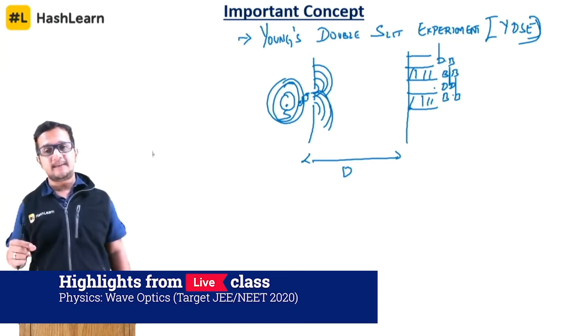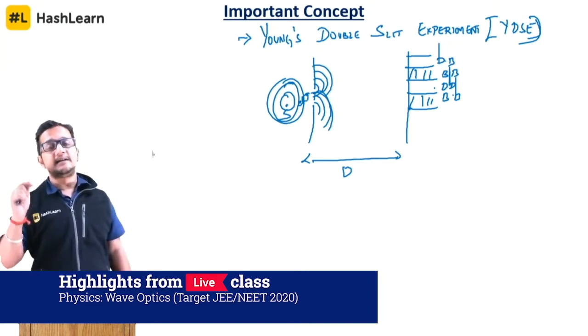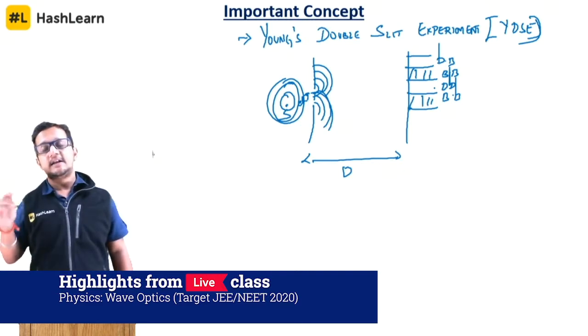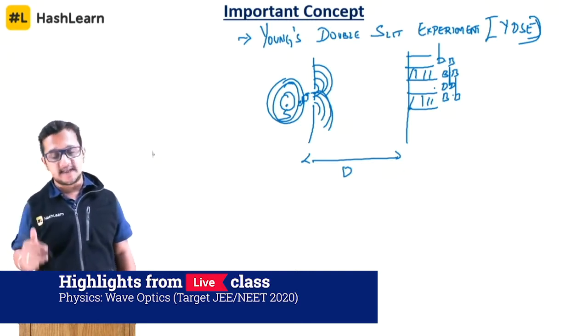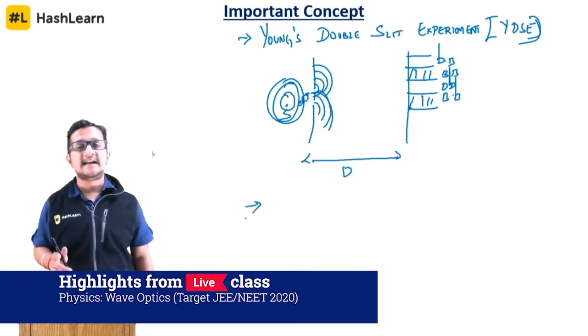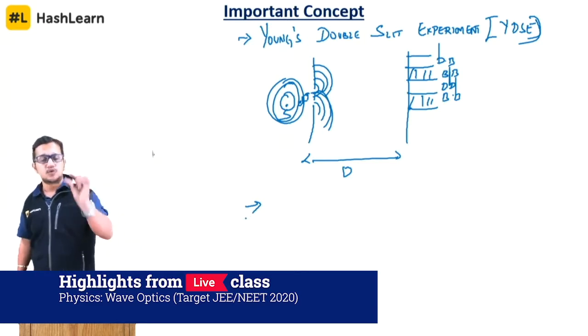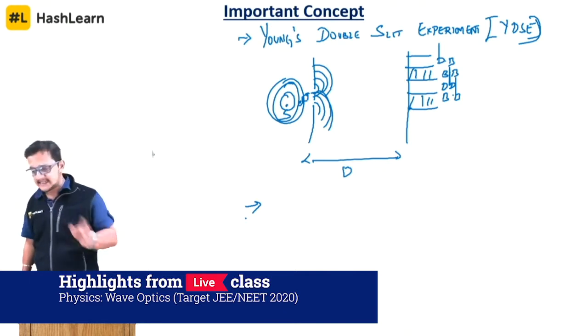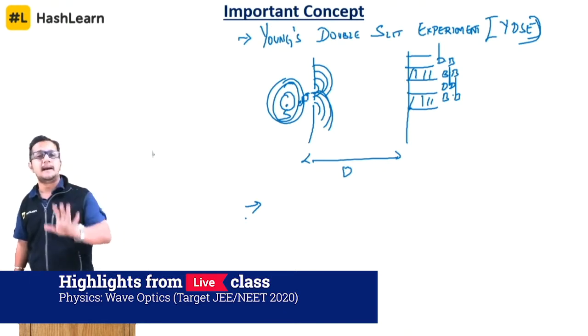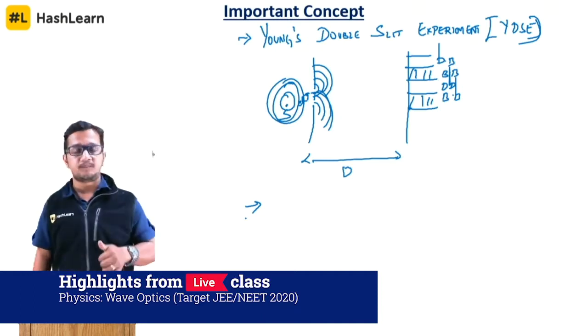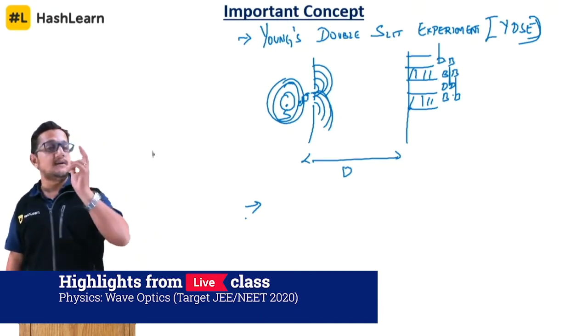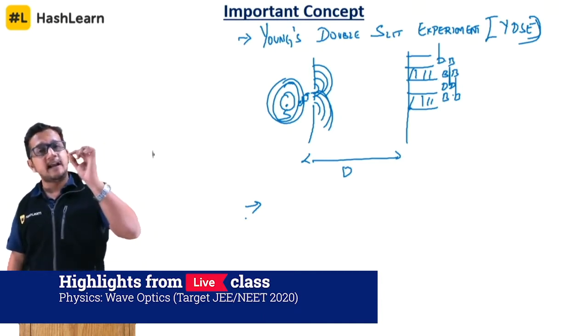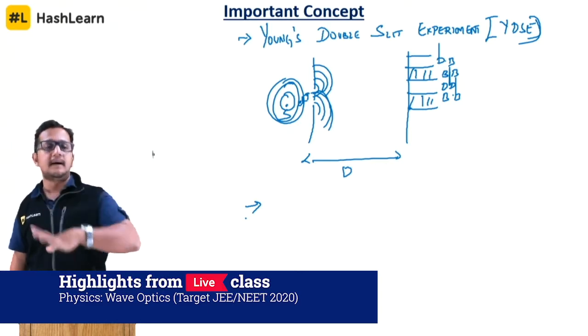Remember the necessary condition for interference. Remember this point: the two waves should have almost the same amplitude and almost the same frequency, or you can say exactly the same frequency and similar amplitudes. Same frequency is not possible using two sources, so we take one source and split it into two parts.